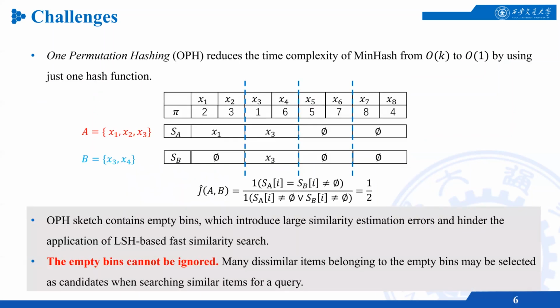To reduce the time complexity of min-hash, OPH is developed by using just one hash function. It can be treated as OPH only performing one permutation and uniformly dividing the space into k parts. Unfortunately, the OPH sketch contains empty bins, which introduce large similarity estimation errors and hinder the application of LSH-based fast similarity search. This is because these empty bins cannot be ignored, and many dissimilar items belonging to the empty bins may be selected as candidates when searching similar items for a query.